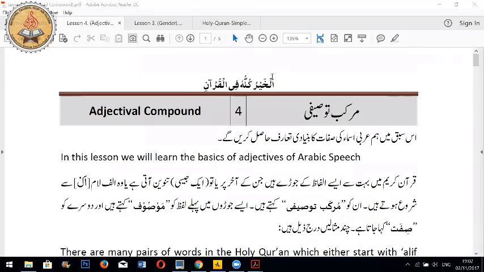Lesson number 4, which is related to adjectival compound, which is called Murakkab Tawsifi. In this lesson, we will learn the basics, the rules of adjectives of Arabic speech.